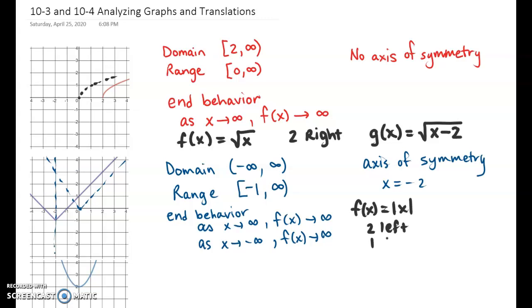and 1 down. So the equation for our function would be absolute value of x plus 2 minus 1, because our graph is going down 1 and left 2. The horizontal translation gets attached to the x, and the vertical translation gets added on to the end.